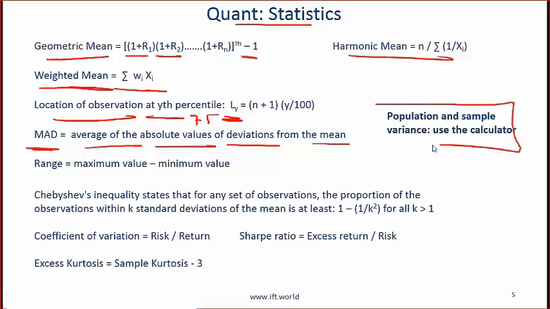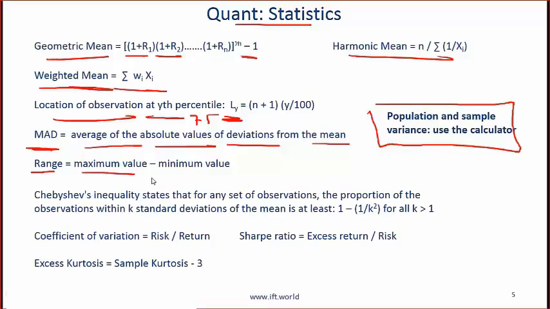Next, population and sample variance. I'm not even giving the formula here because I need you to understand the concept. It's a measure of dispersion from the mean. If you are given 5 numbers and you need to find the standard deviation, use the calculator. What you need to be able to figure out is, based on the question, are you calculating a population variance or a sample variance? So the calculator will give you both numbers and you figure out which one is being asked for in the question.